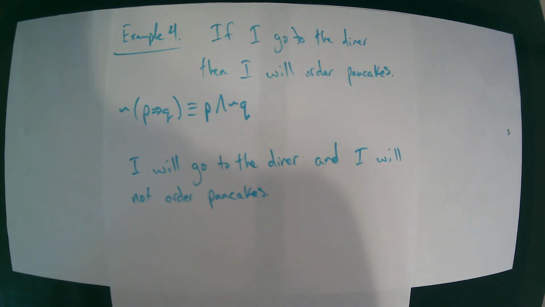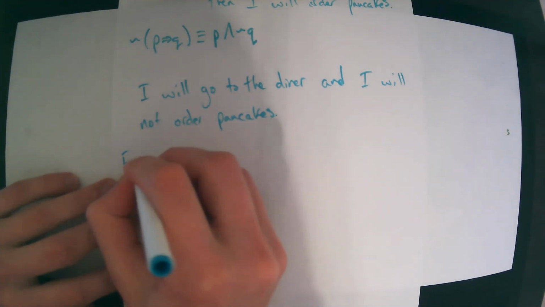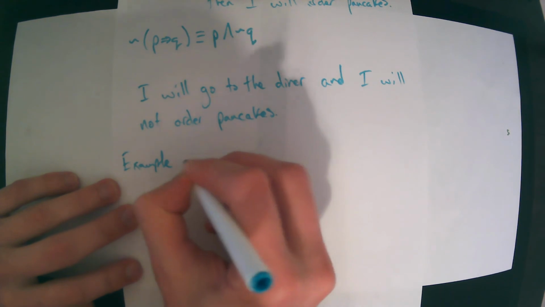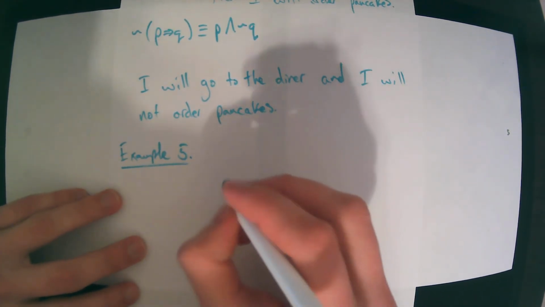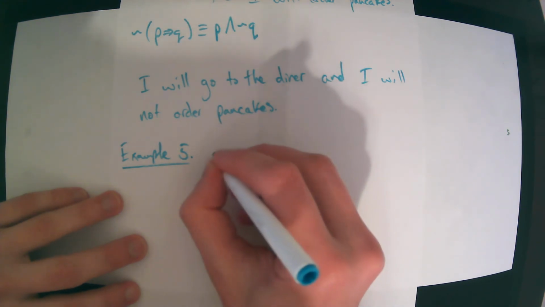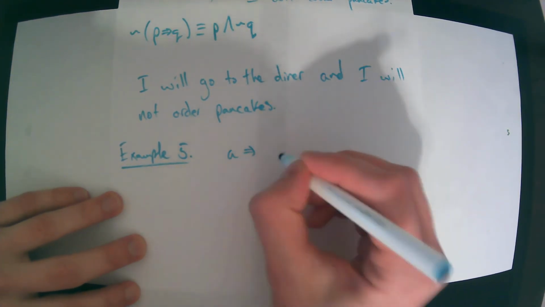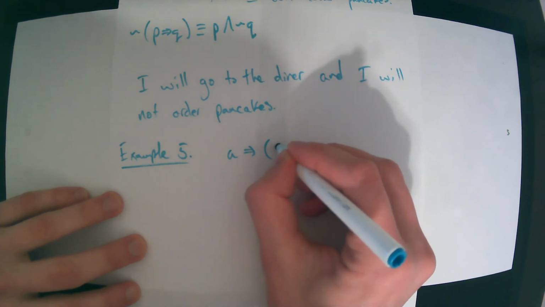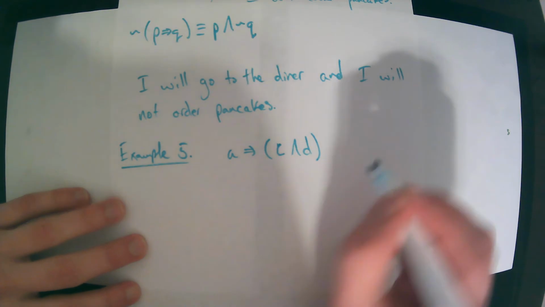Example 5 is to write the negation just using symbols, thank goodness. Don't have to think too hard. That's kind of the point: you don't have to think too hard if you can get these things in symbol form. What is it? A implies C and D. And I want to negate it.